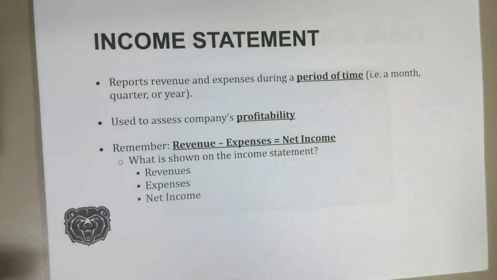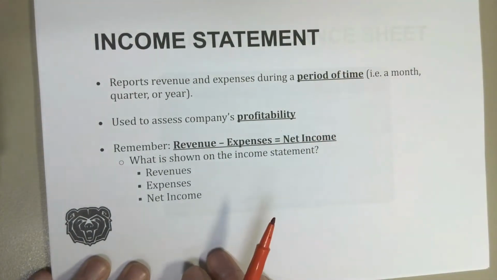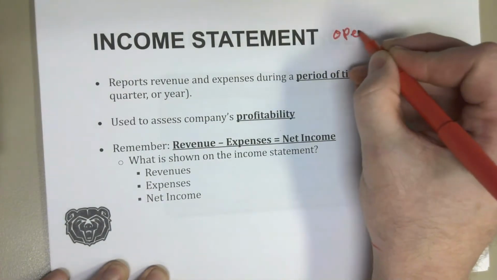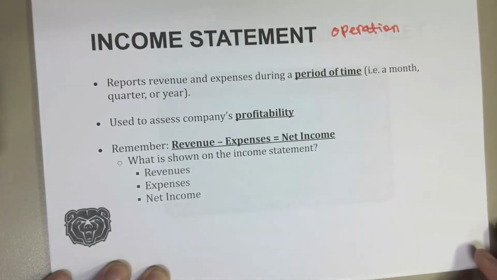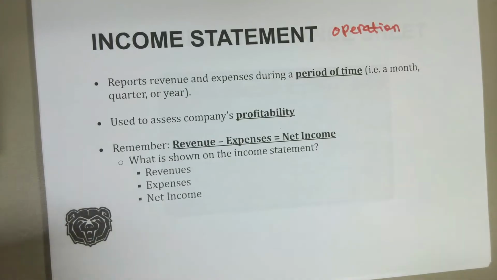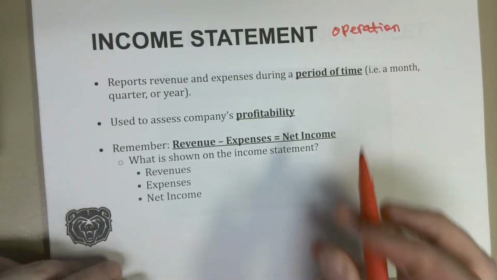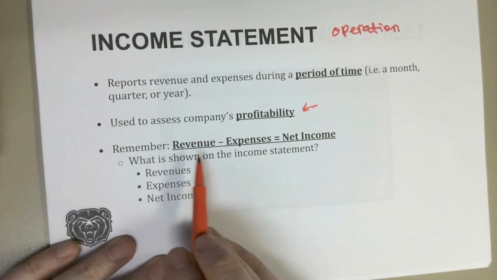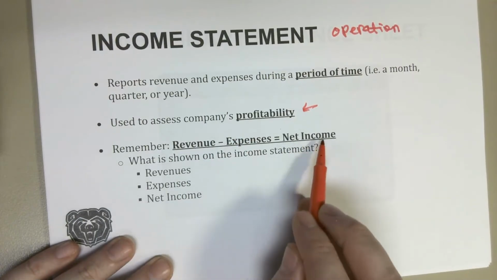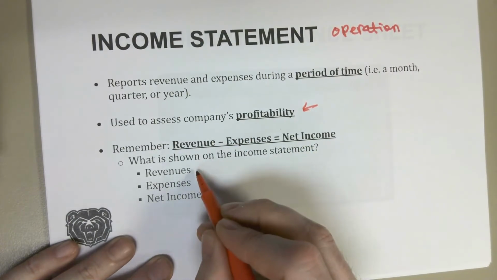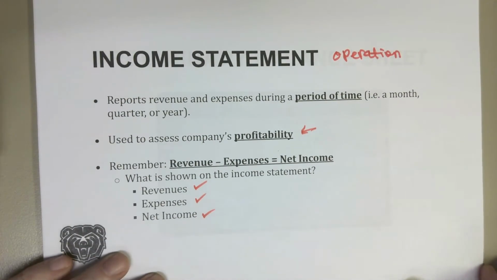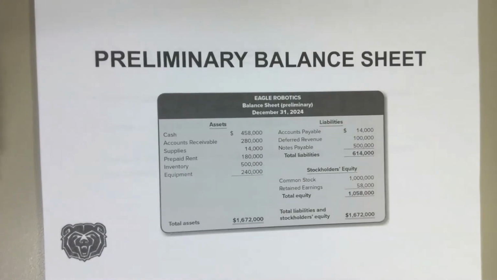So the income statement reports revenues and expenses during a period of time. We just talked about that. We use it to assess a company's profitability. Sometimes you'll also see this referred to as your operations statement, or your statement of operations. It's just showing you the efficiency and the effectiveness of how you operated. Most people will look at it as a way to look at profitability. So remember, revenues minus expenses equals net income. So what do we show on the income statement? Again, revenues, expenses, and net income. Just remember that very simple formula. Revenue minus expenses equals net income, and that is what you need to put on your income statement.